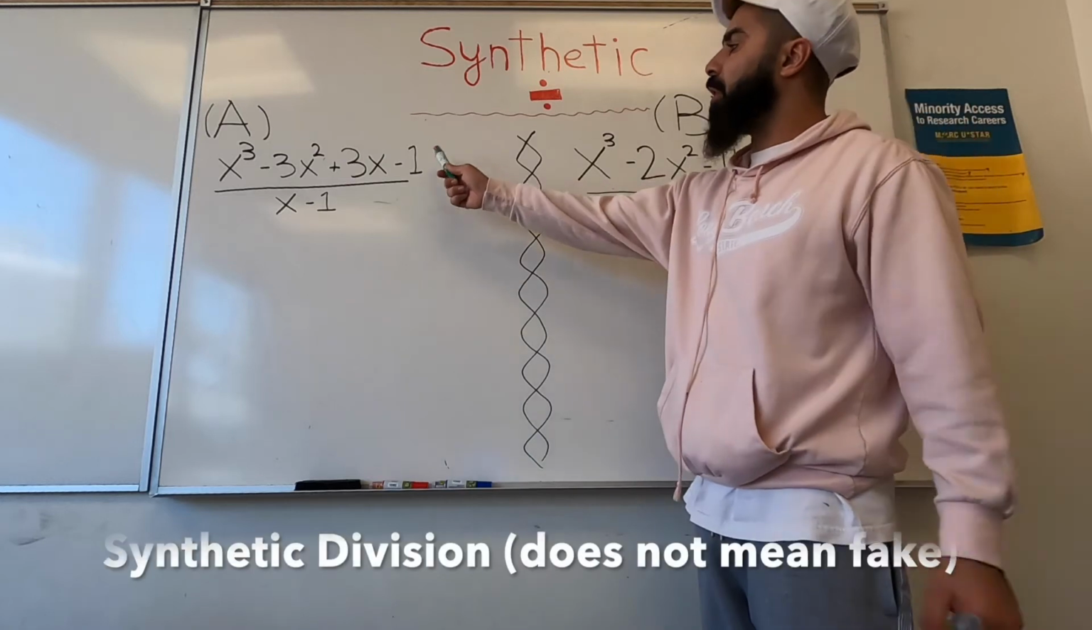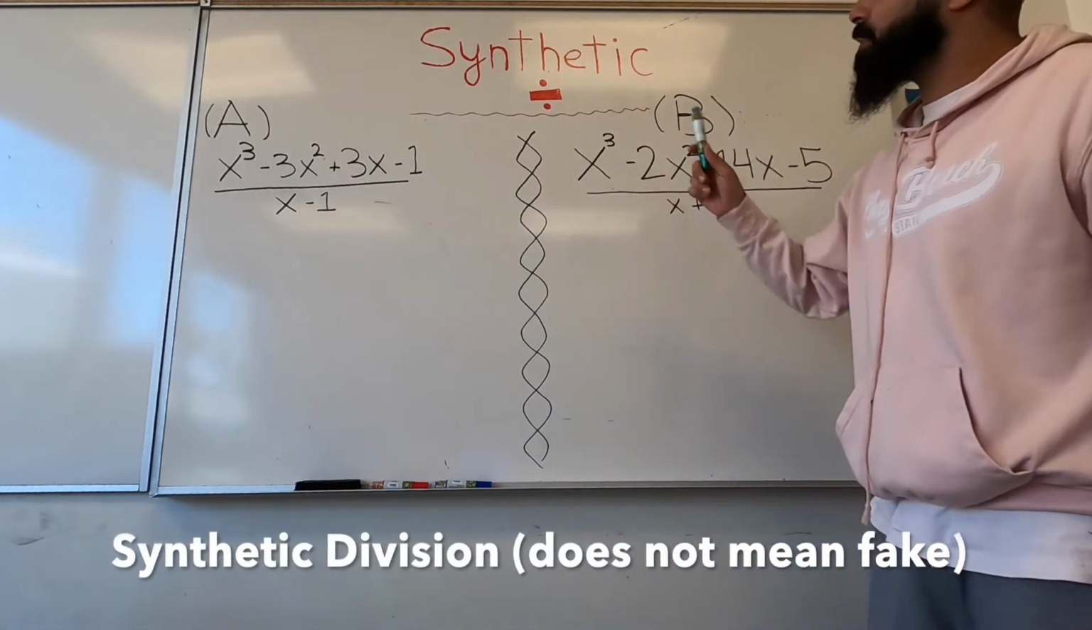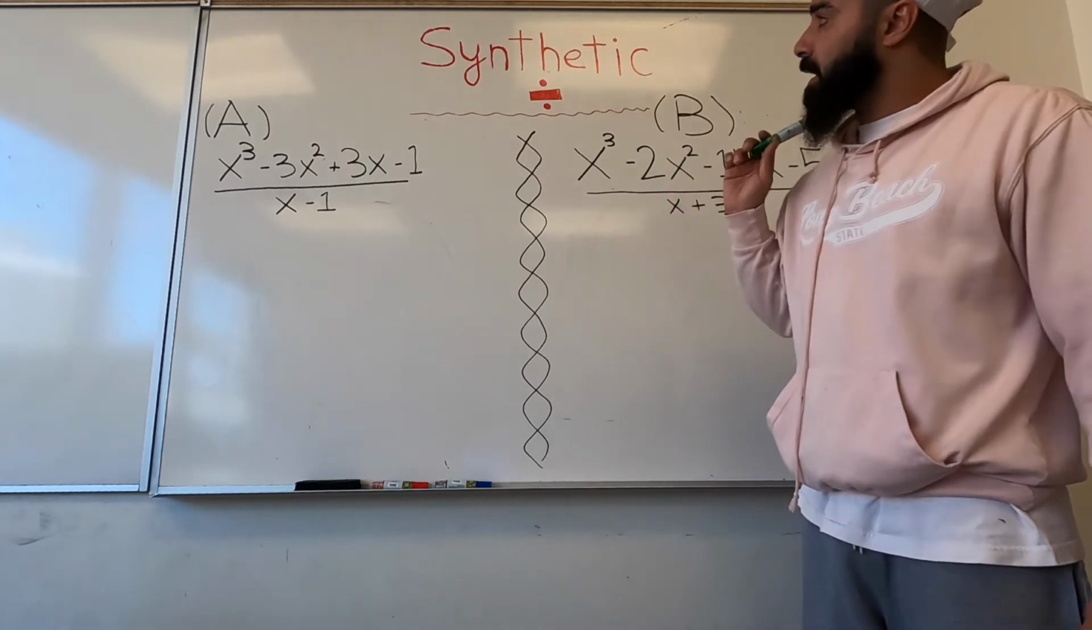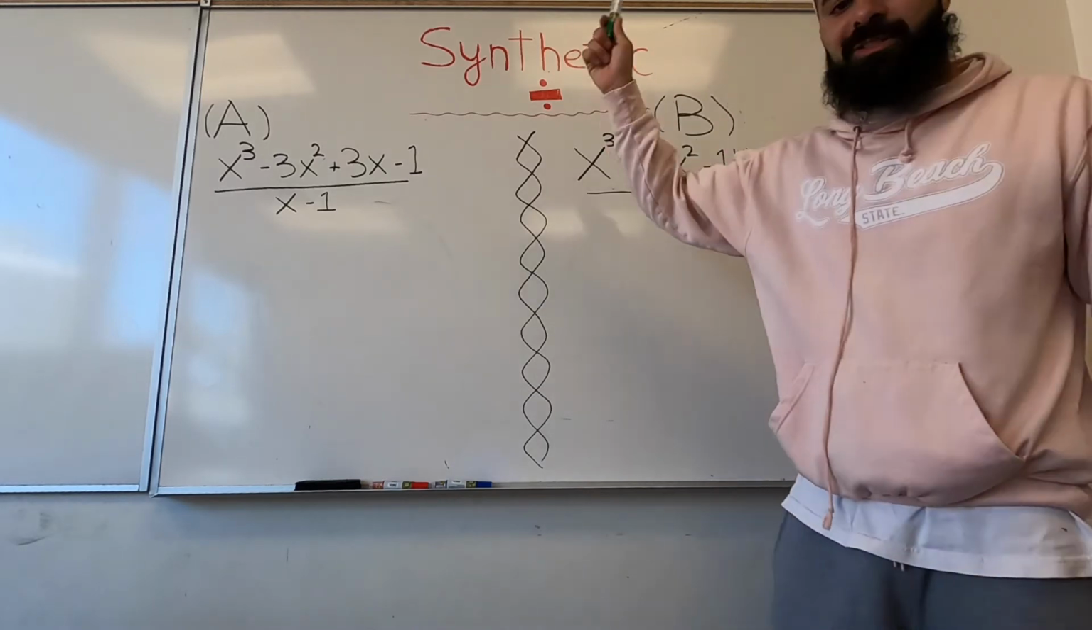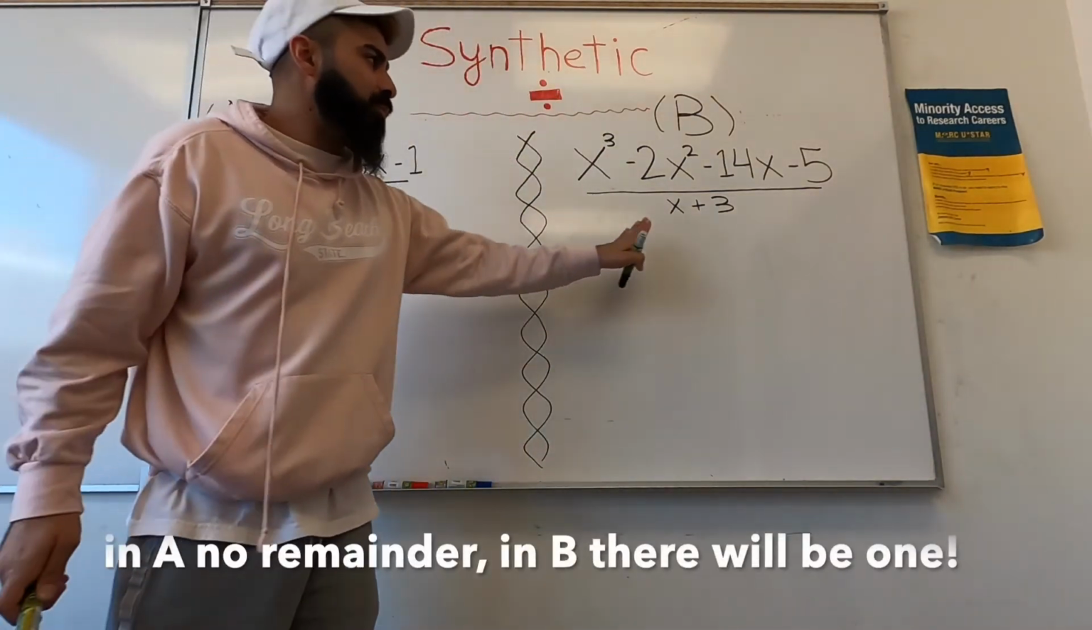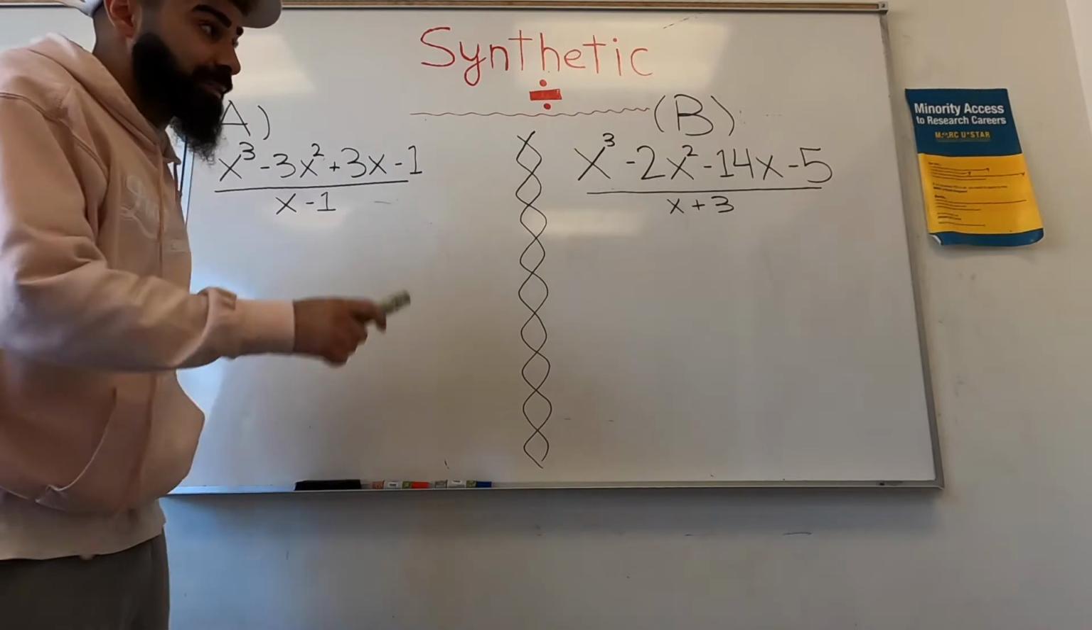So we're going to be dividing polynomials by polynomials, and we're going to be using a different method other than the long division that everybody typically uses, and it's called synthetic division. Let's go ahead and start with example A. Really quickly, example A will have no remainder. Example B is the one that will have a remainder. We'll show you how that one goes.